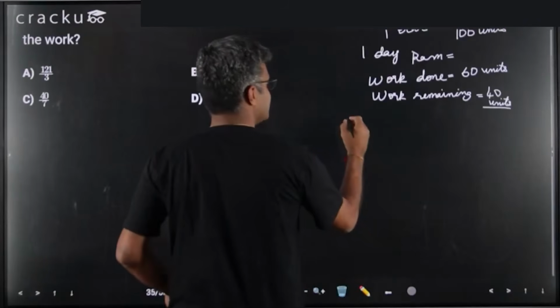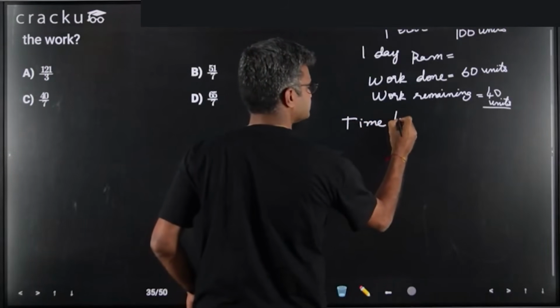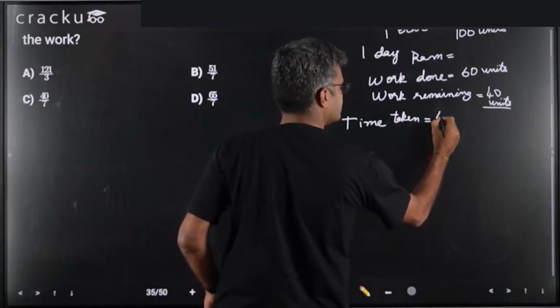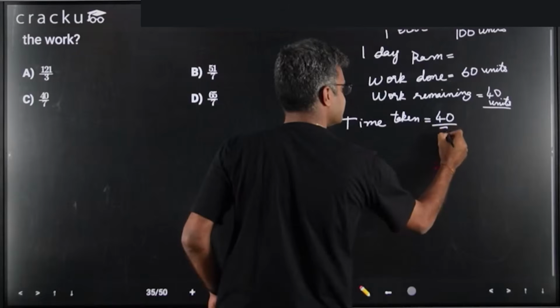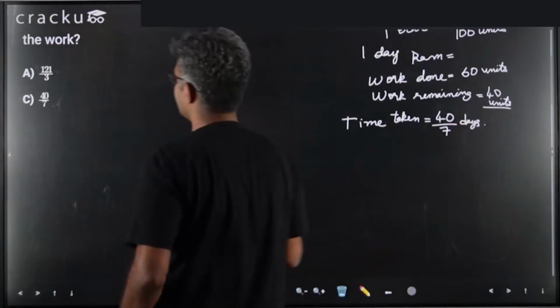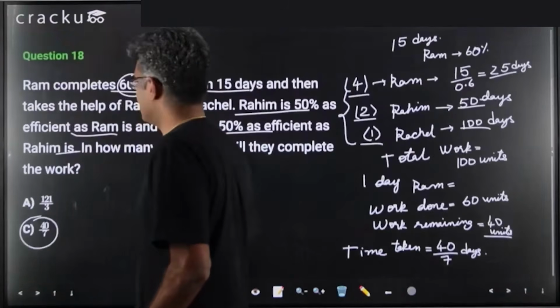So the time taken by them will be 40 units, which is the remaining work, divided by 7. So these are the number of days that it will take them to finish the remaining work, which is 40 by 7. That is the answer.